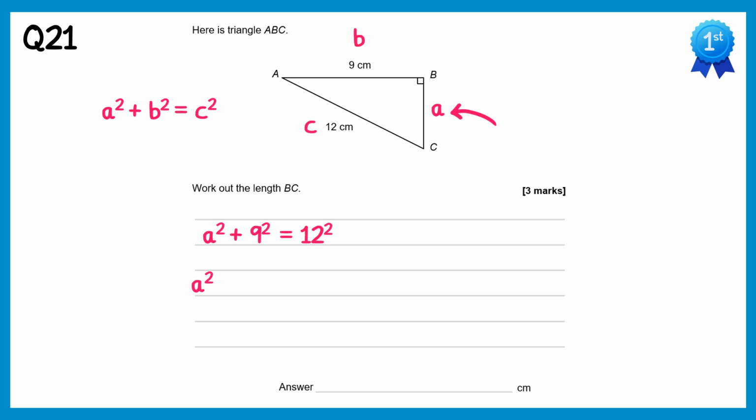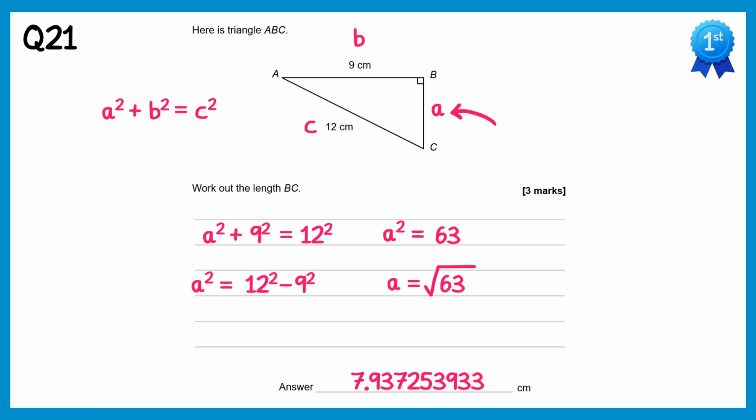Now you can rearrange this to give a squared equals 12 squared take away 9 squared, and then you can work those out. 12 squared is 144 and 9 squared is 81. And 144 take away 81 gives you 63. Now to find a, we just do the square root of 63, which comes out as this. And we'd round this to a suitable degree of accuracy, probably 1 or 2 decimal places. I'd go for 7.94.